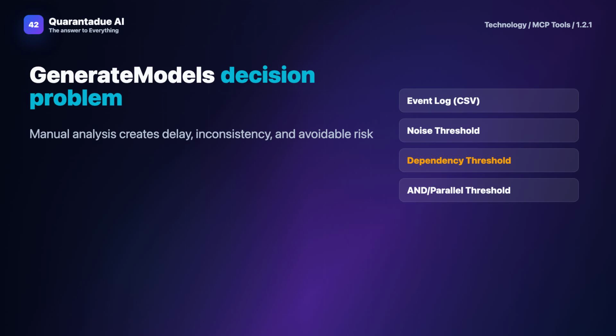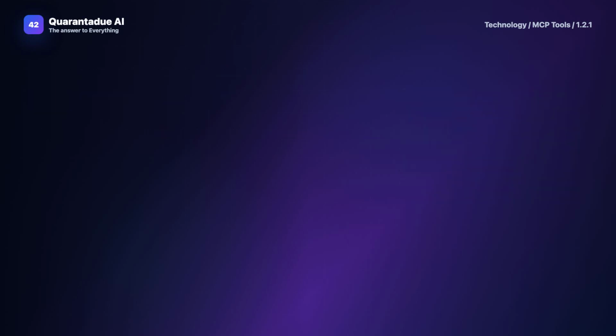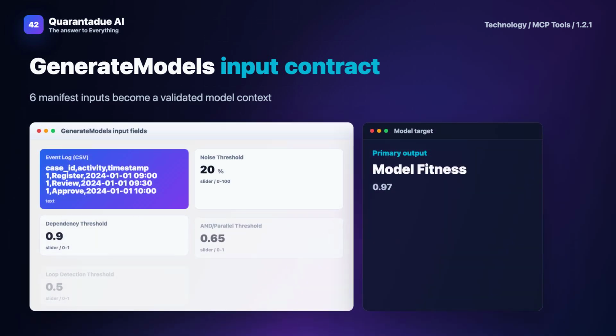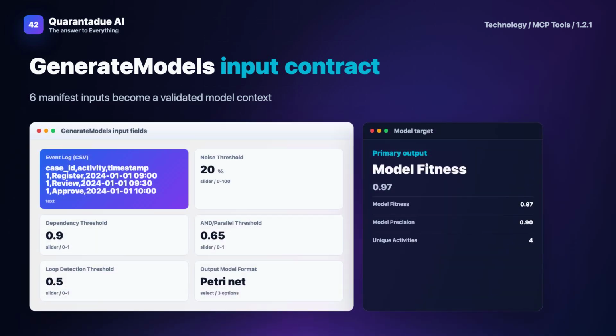So how does GenerateModels solve this? It uses a scientific approach based on advanced process mining and machine learning algorithms. The key concept is that it doesn't need a predefined template or domain knowledge. Instead, it analyzes the event log sequence and frequency to infer the true process flow. It identifies patterns, concurrency, loops, and decision points automatically.